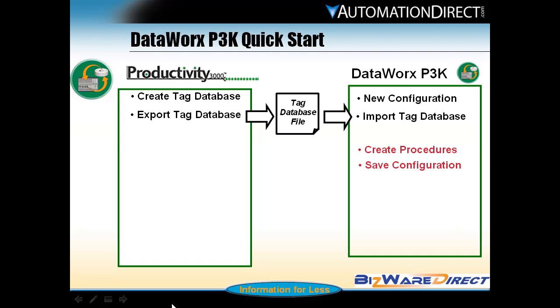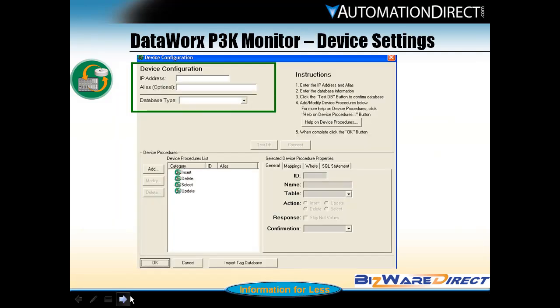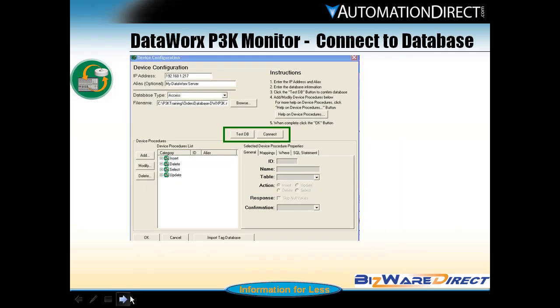The next step in DataWorx P3K is to create a procedure. In the Device Configuration window, specify the IP address of the Productivity 3000 pack, an optional alias, as well as the type and name of the database. Then click Connect to the database.